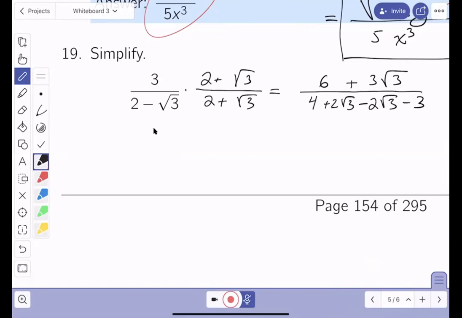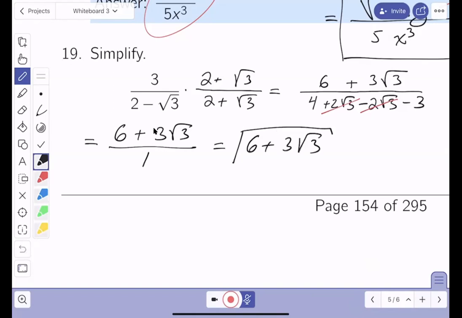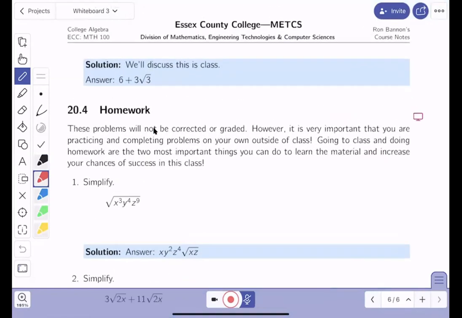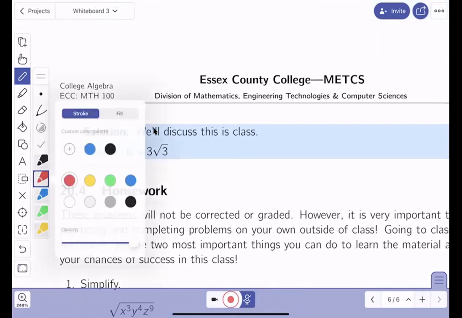Let's keep doing it one step at a time. What do you get on top? 6 plus 3 root 3. What do you get on bottom? Well, something nice happens. And that's what's the deal about conjugates. Nice things happen. 4 minus 3 is 1. What do you get over here? 6 plus 3 root 3. All right, please go to the next page and look at the answer. And we're looking for 6 plus 3 root 3. And we're seeing it. It's right here.